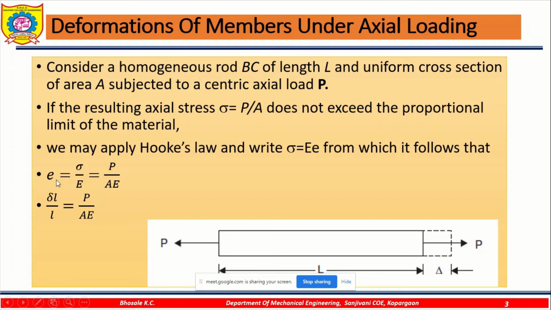And then we also know that the strain will be equal to change in length upon L. So change in length upon L will be equal to P upon AE, and then we can find out delta L. Delta L will be equal to PL upon AE. So this is the formula for change in length or deformation of the body.